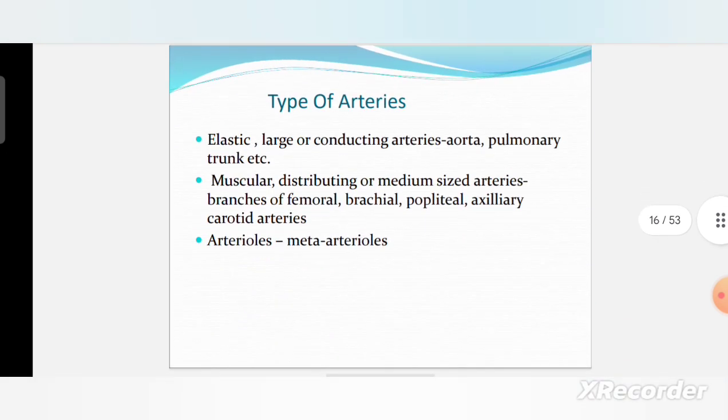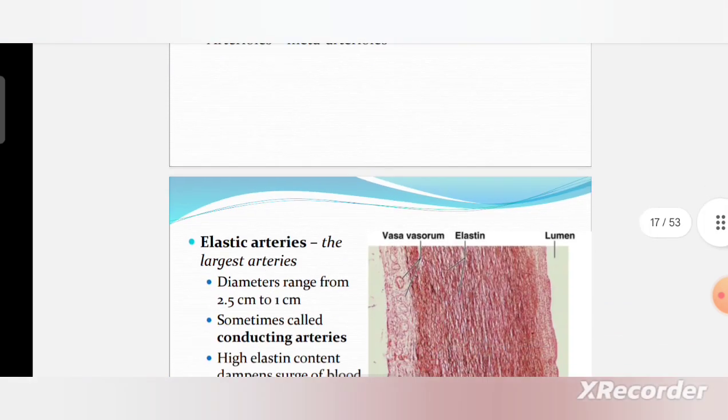Next are the types of arteries. Elastic, large and conducting arteries are the aorta, pulmonary trunk, etc. Muscular, distributing or medium-sized arteries, examples are branches of femoral, brachial, popliteal, axillary and carotid arteries. And arterioles, an example is meta-arterioles.